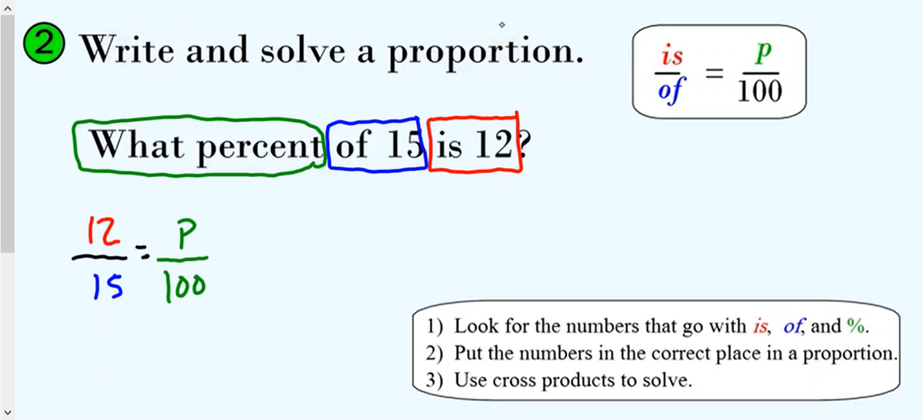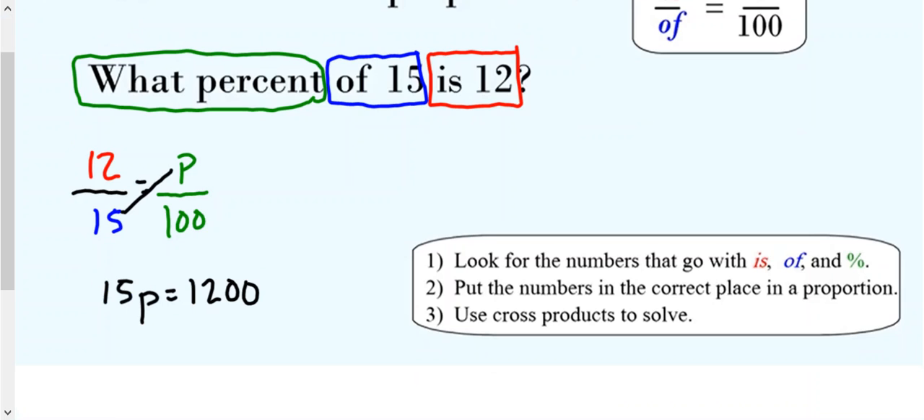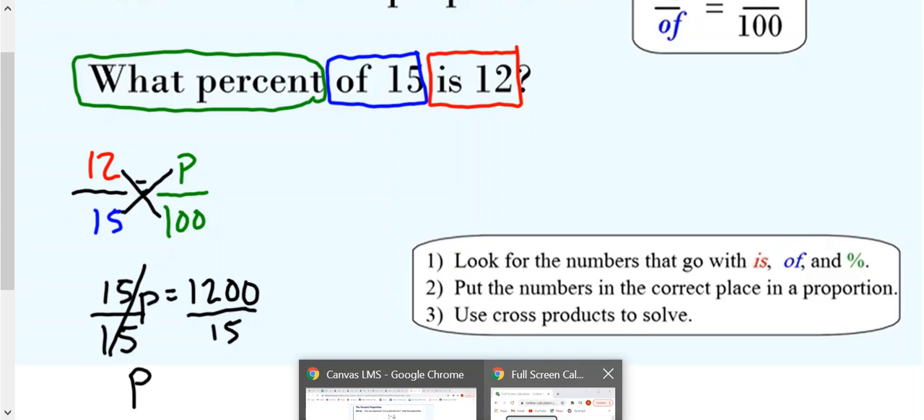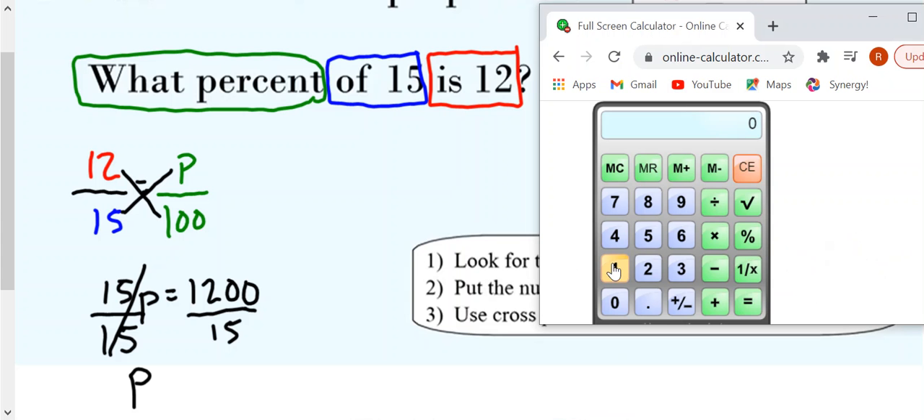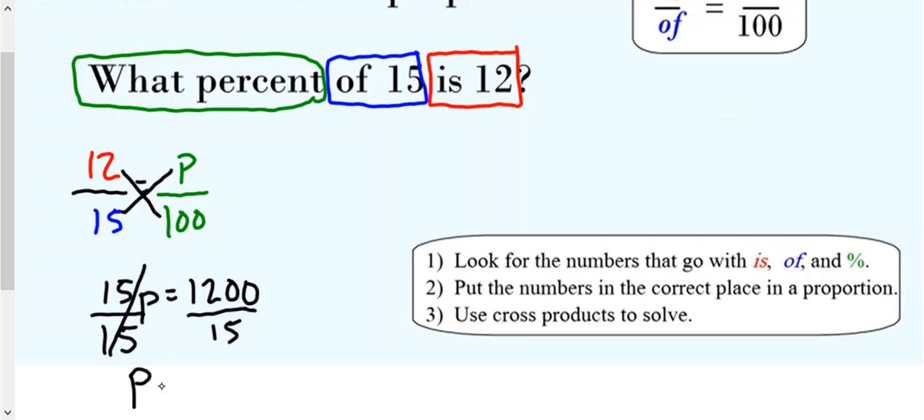Okay, now our proportion is set up and we can cross multiply to solve. Alright, so after cross multiplying we get 15p equals 1200. So now we're going to divide by 15. That will cancel, leaving just p. And 1200 divided by 15. Now we can bring our calculator in and we get 1200 divided by 15, and that is equal to 80, so p equals 80.